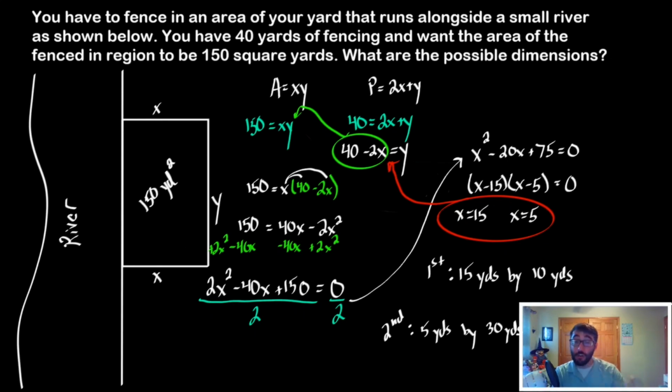Now you could change this slightly to be an inequality problem, like have an area of at least 150 square yards. You could have something along those lines. Just make sure that you're reading into the problem carefully and solving it appropriately, okay?